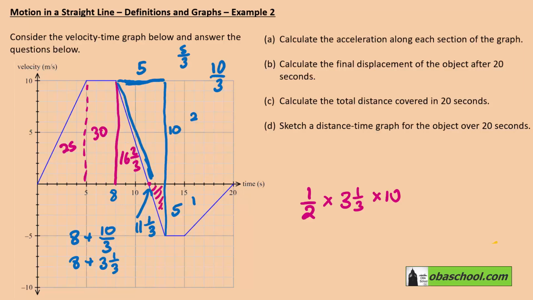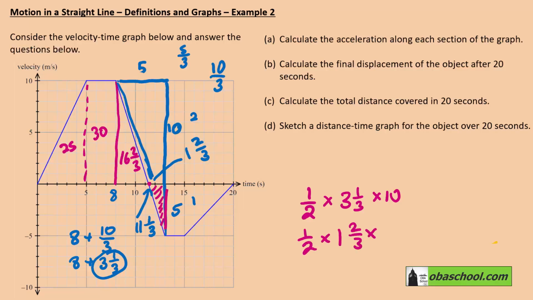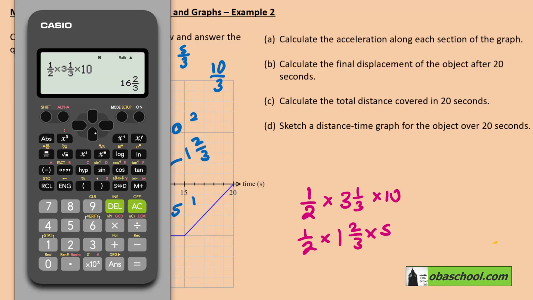And then if we want this triangle just here, then the base here would be 1 2/3, which, remember, together with this 3 and 1/3 gives us 5, and the height is 5, so that's going to be a half times 1 2/3 times 5. Again, let's use the calculator to do that.